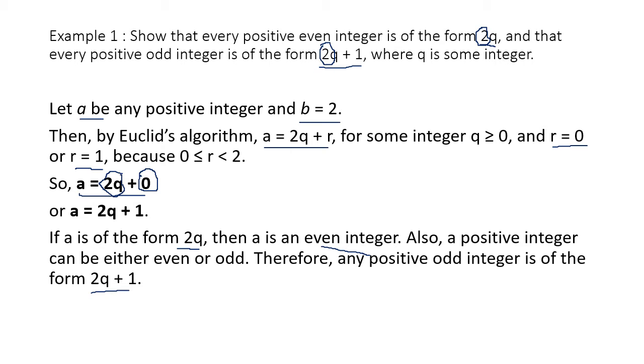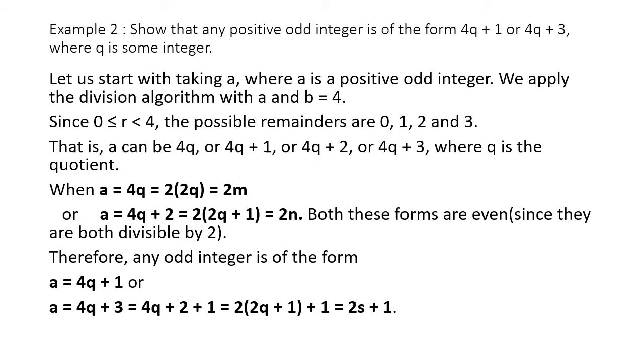When dividing by 2, if the remainder is 0, then it is an even number, and if the remainder is 1, it is an odd number. So now using this lemma, we will see further forms and uses of the lemma.